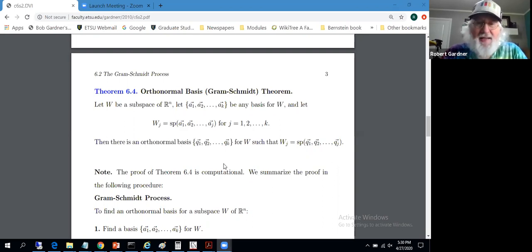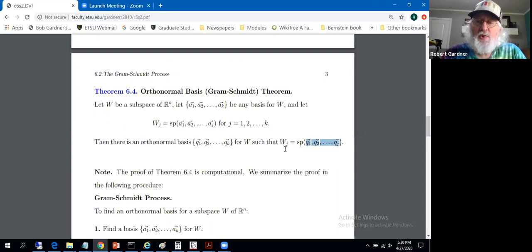They've stated it like this because what they're doing is starting with any old ugly basis of W, and notice it has k elements, and they're turning it into a nice basis with k elements. By nice, I mean orthonormal. And along the way, by the way, they're picking up orthonormal bases for each of these little subspaces.